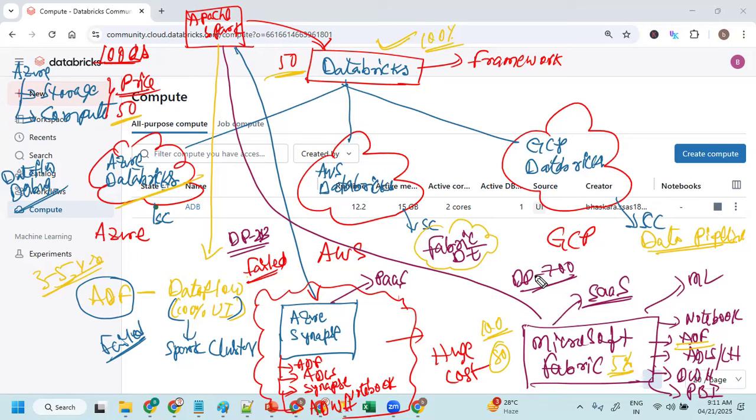But still there will be some issues. I got in touch with some people who are already working with Fabric. They're saying sometimes they get issues with the notebooks when they're writing code. Because they are much more habituated with Azure Databricks, they're facing some issues, but issues will be there. But I'm 100% sure this product is going to be a successful project.